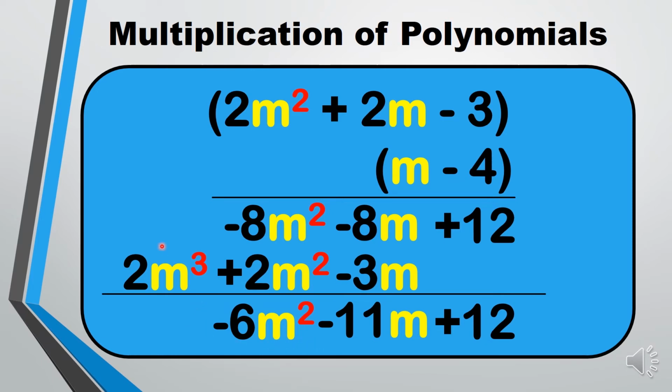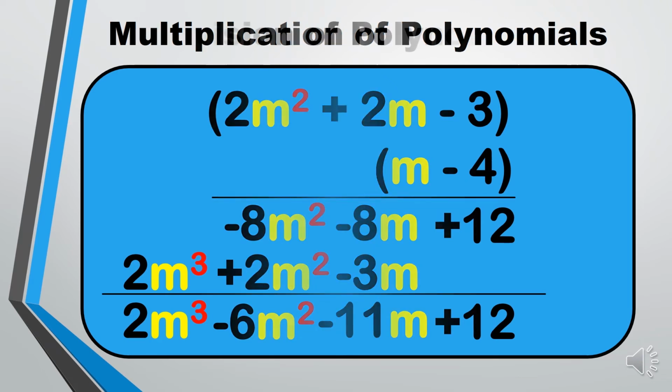Since walang katapat si 2m raised to 3, we are going to bring it down. And our final answer for this example is 2m raised to 3 minus 6m squared minus 11m plus 12.